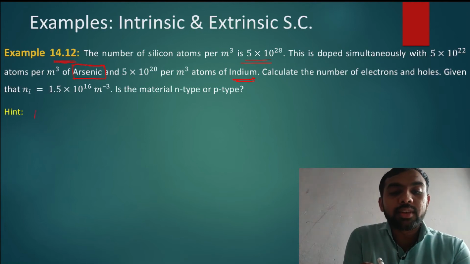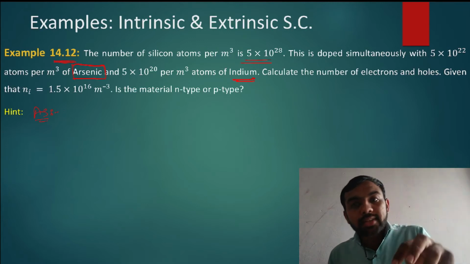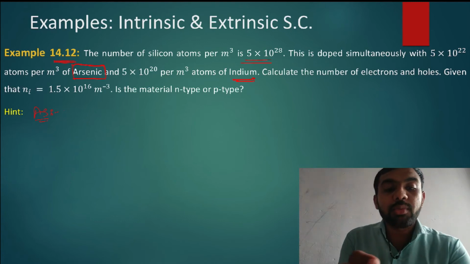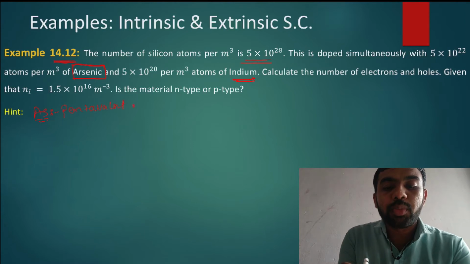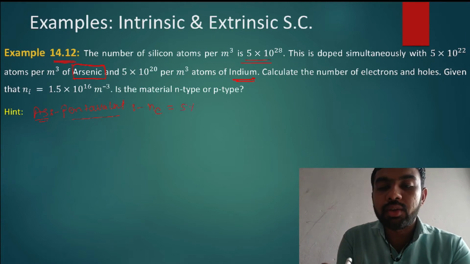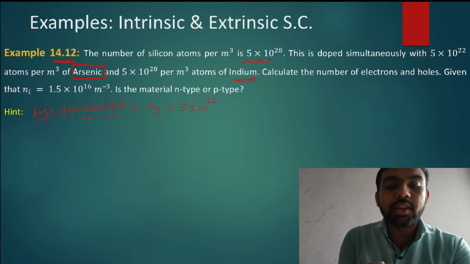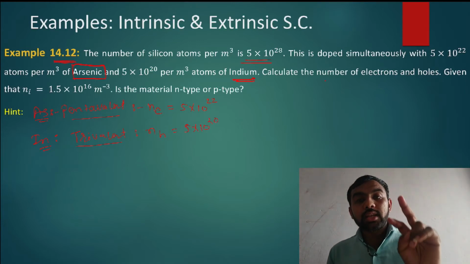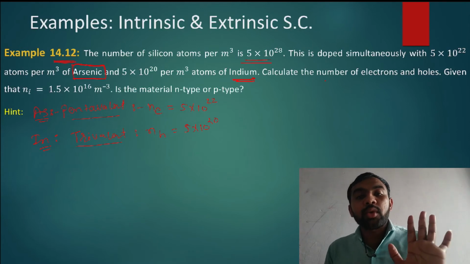Let's see, arsenic. If you add arsenic, then which type of charge carrier do you get? Electrons, because it is pentavalent. So arsenic is a pentavalent impurity, so the number of electrons is equal to 5 into 10 raised to 22. And indium is a trivalent impurity, so the number of holes is equal to 5 into 10 raised to 20. So we have added two impurities at a time in a pure semiconductor.